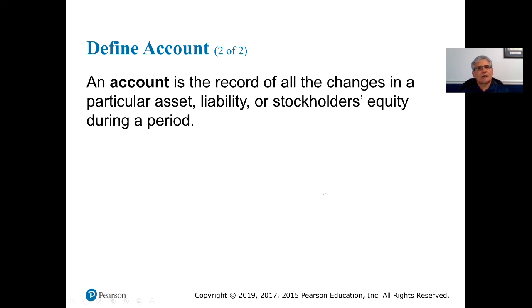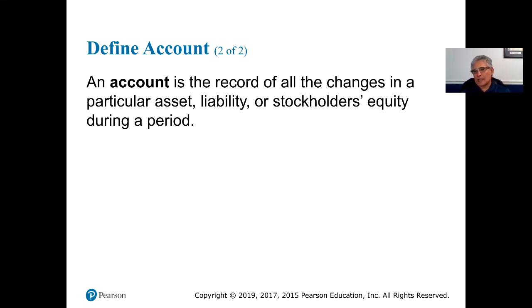Defining a specific account, an account is a record of all changes in a particular asset, liability, or stockholders' equity during a period of time. So if you have assets, then you categorize each asset into its own account. For example, cash is an asset, so it carries its own account called cash. Accounts receivable is an asset. It carries its own account. Inventory, that is an asset. It has its own account.